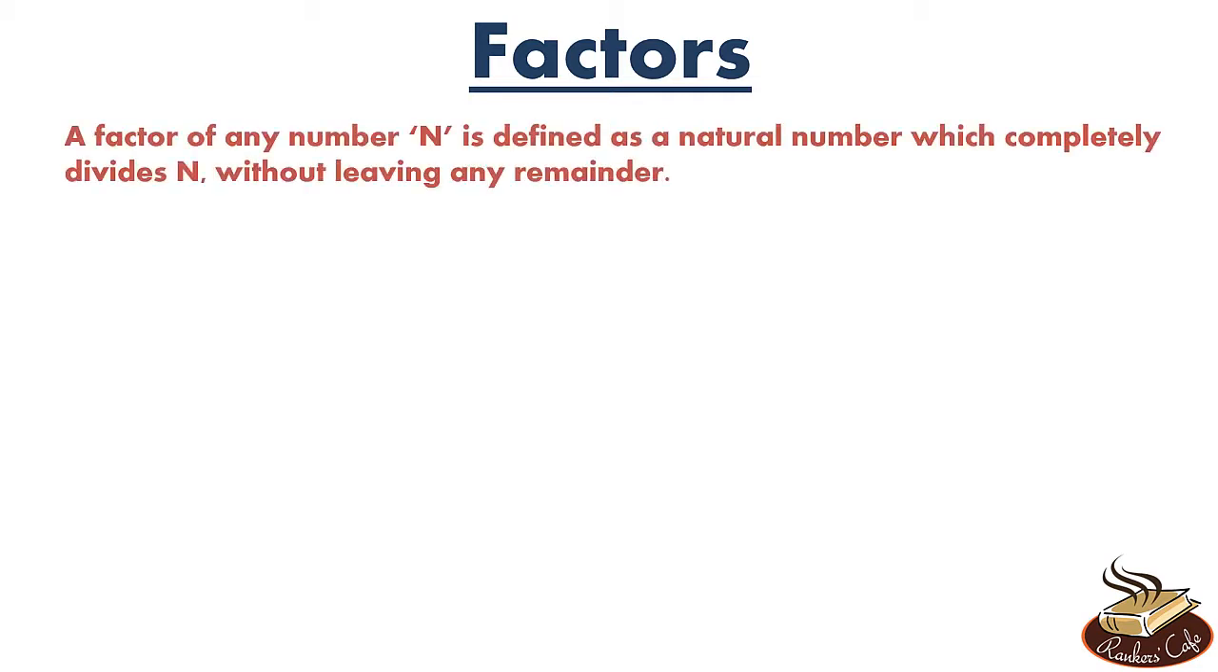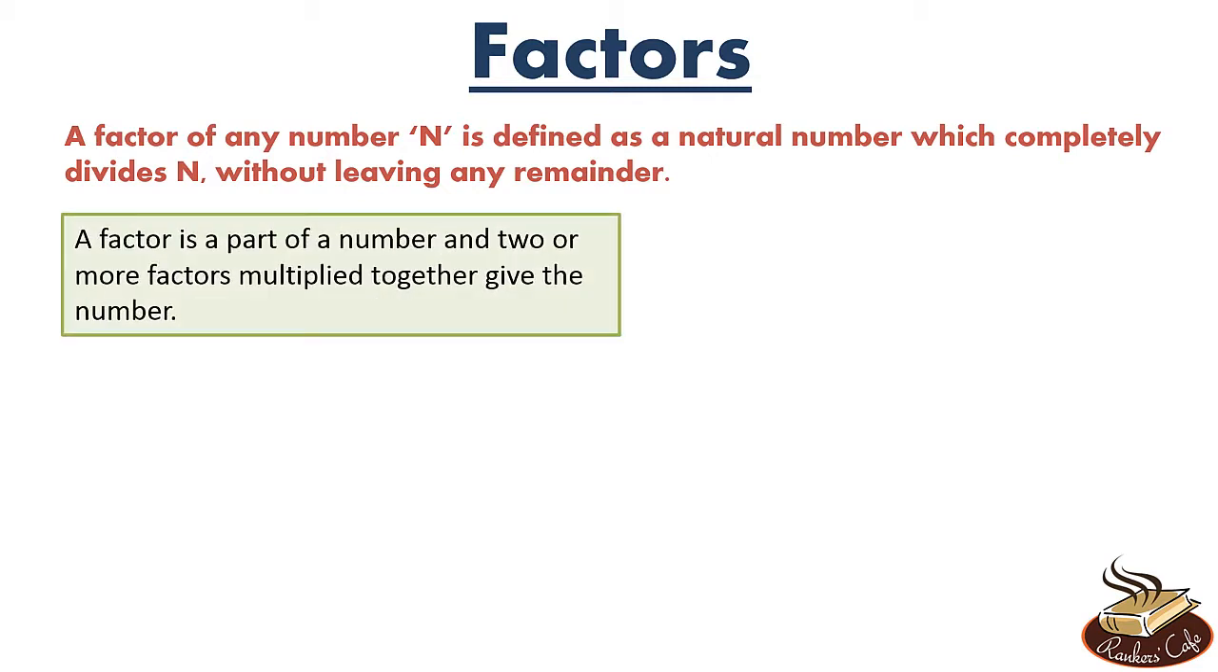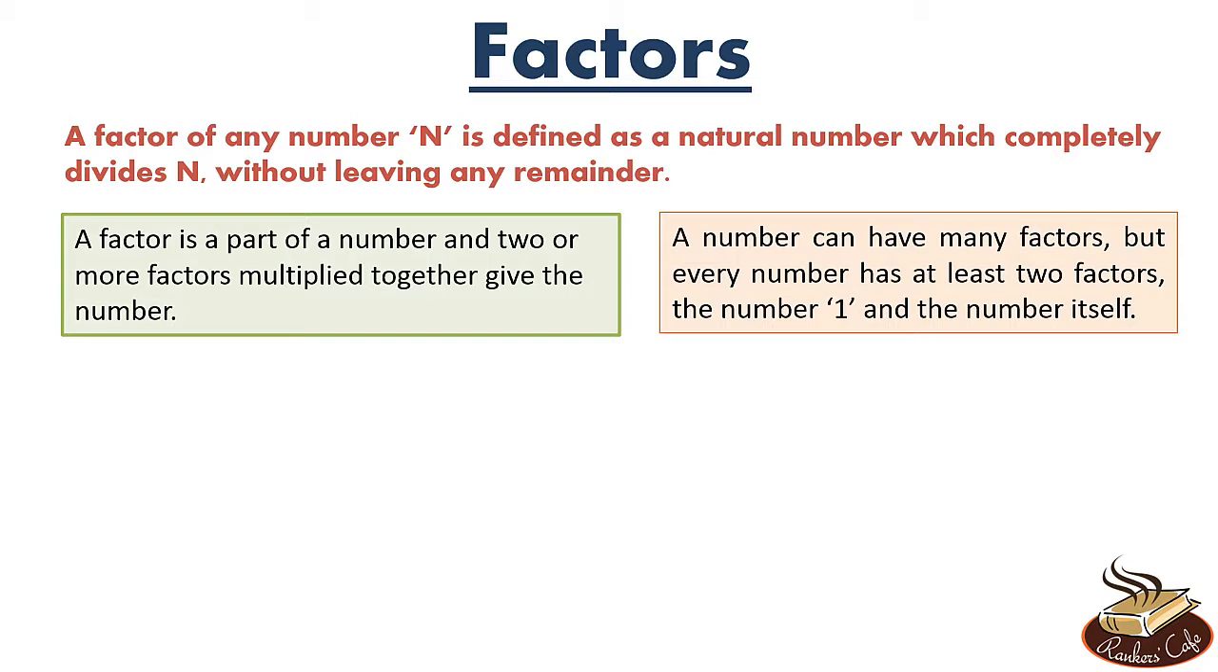A factor of any number n is defined as a natural number which completely divides n without leaving any remainder. A factor is a part of a number, and two or more factors multiplied together give us the number. A number can have many factors obviously, but every number has at least two factors, the number 1 and that number itself. For example, the factors of 2 are 1 and 2. Only 1 and 2 divide 2, right? Remember, factors always need to be natural numbers.